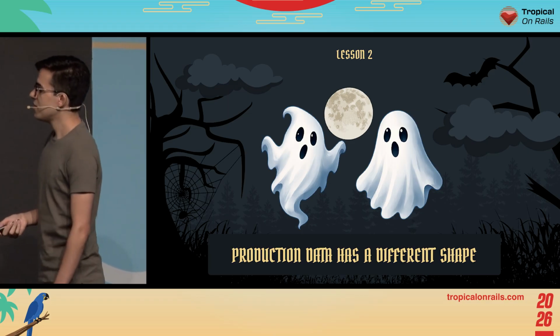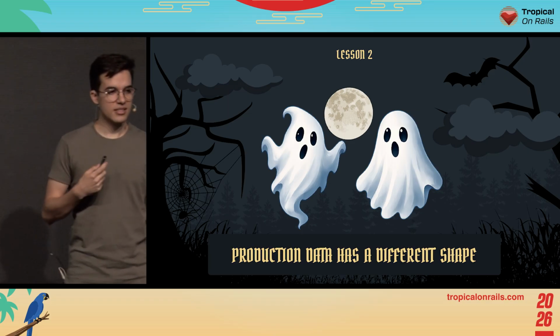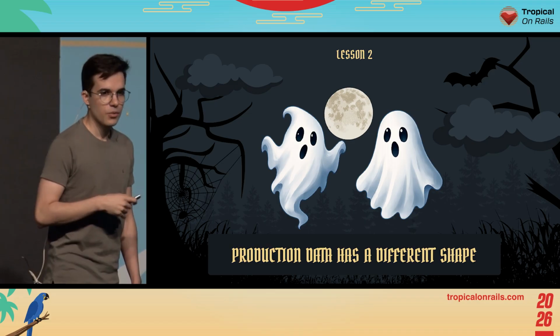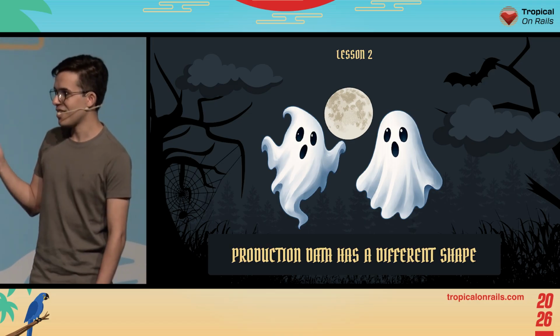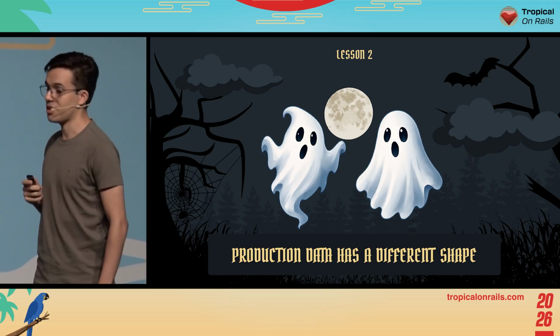So the second lesson here is that production data often has a different shape than you expect. Whenever humans touch data, it gets these weird scenarios that you didn't expect.